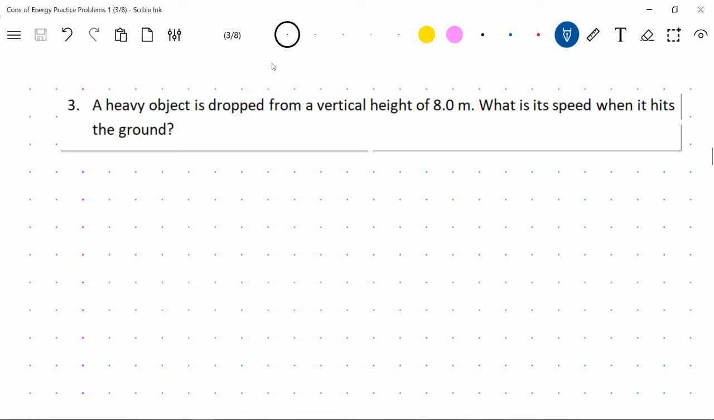Okay, number 3. A heavy object is dropped from a vertical height of 8 meters. What is its speed when it hits the ground? We don't know how heavy it is, but that really shouldn't matter. And again, kinematics could be used. I'm not going to show it this time. I'm going to dive right into this work energy approach.